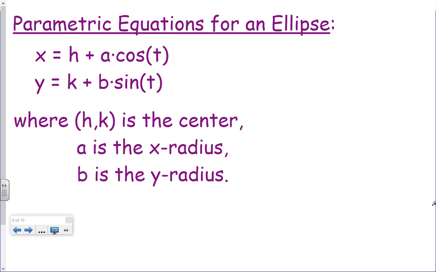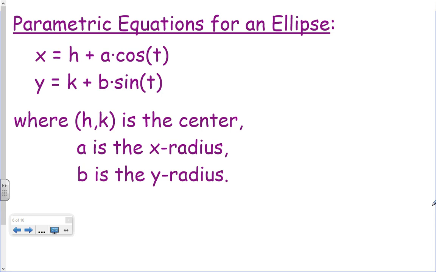Same is true with y. Y is associated with the vertical component. It's a y value, so it goes with y. But you have x is equal to h plus a cosine of t. And you have y is equal to k plus b sine of t. And the h, k that we've got listed there is the center of your ellipse. We didn't actually mark those in our sketches. I guess we could have, but we didn't mark the center, but that's what the h, k indicates. So the center of that last ellipse there was at 6, negative 3.